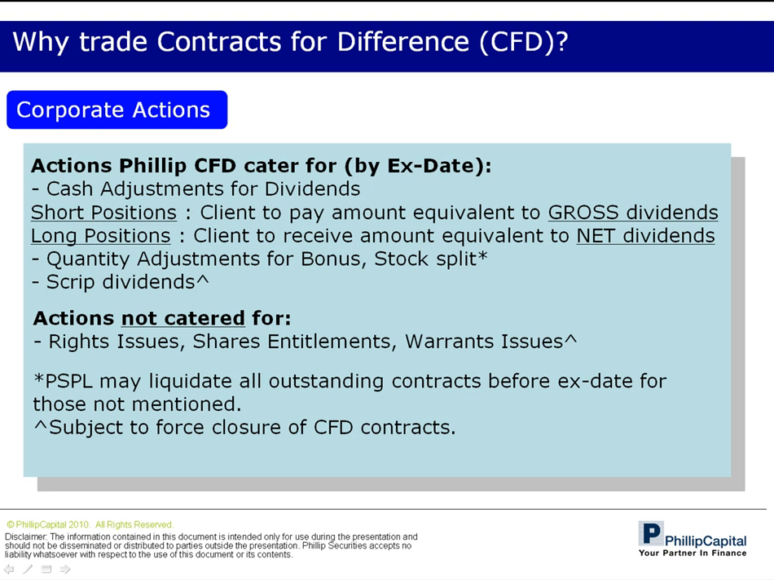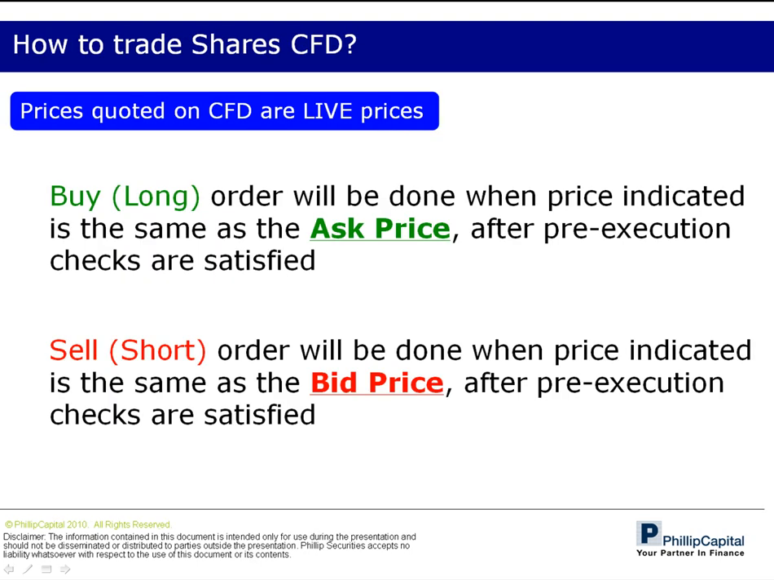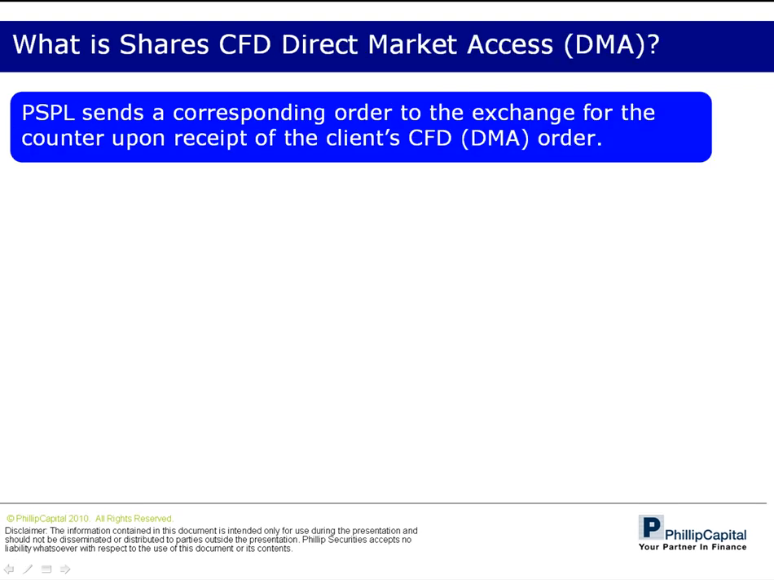In particular, short positions are subjected to forced closure if shares used for CFD hedge is being recalled by the lender. The golden rule in shares CFD trading is always to sell at the bid price and buy at the ask price. Another type of CFD under the category of equity CFD is shares direct market access CFD, or shares CFD DMA for short.